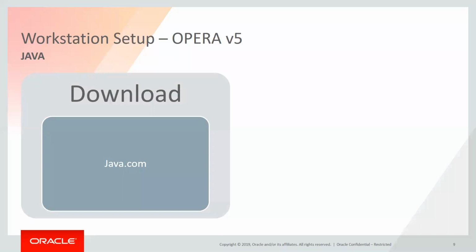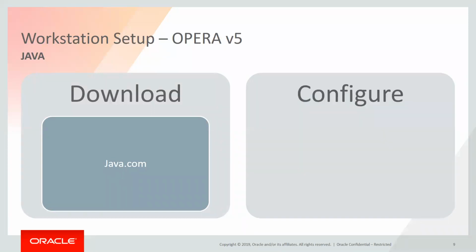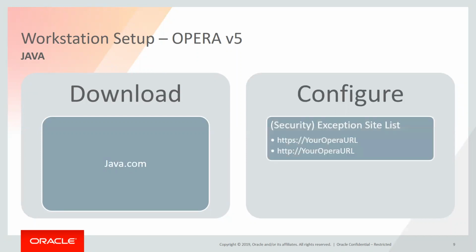Once Java is downloaded, you would need to open the configuration and add some specific settings. You can open Java configuration from your control panel. Once in Java configuration, the security tab will have an exception site list, and you must add your Opera URL to this list of exceptions, both as HTTP prefix and as HTTPS prefix. If you don't do this step, Java will block Opera from running, and the users won't be able to access it. Your Opera URL is what you type in to access Opera.